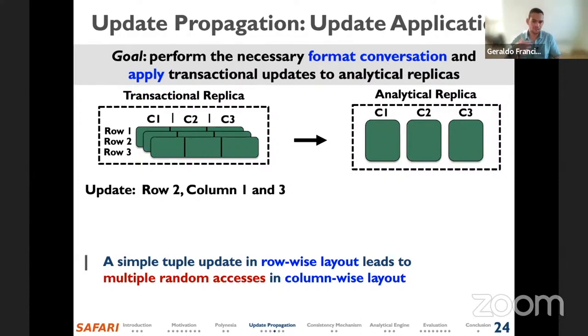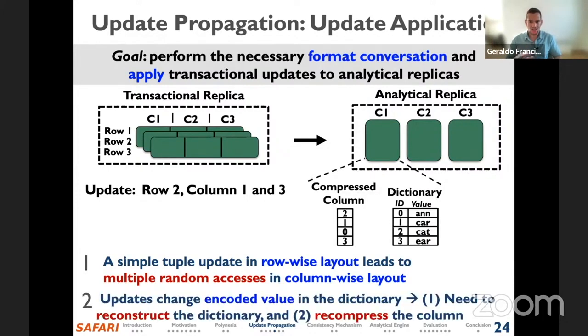In order to apply the transaction updates to the analytical replica, the system needs to first convert the data from the row-wise format to the column-wise format, and also reconstruct and recompress the column dictionary used for the compression of the analytical replica.